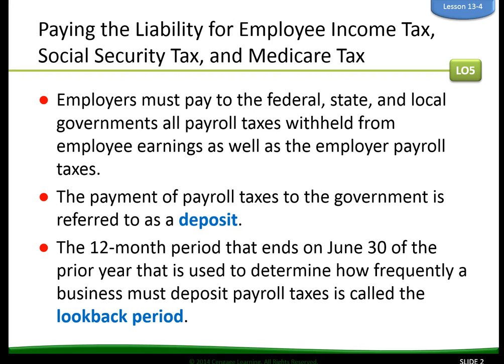Two amounts determine how often deposits are made to the federal government. Number one, the amount of payroll taxes collected during the current deposit period, and number two, the amount of payroll taxes owed during a prior 12-month period. This 12-month period that ends on June 30th of the prior year is used to determine how frequently a business must deposit payroll taxes. This is called the look-back period. The Internal Revenue Service provides businesses with the following flowchart to assist them in determining when to make tax deposits.